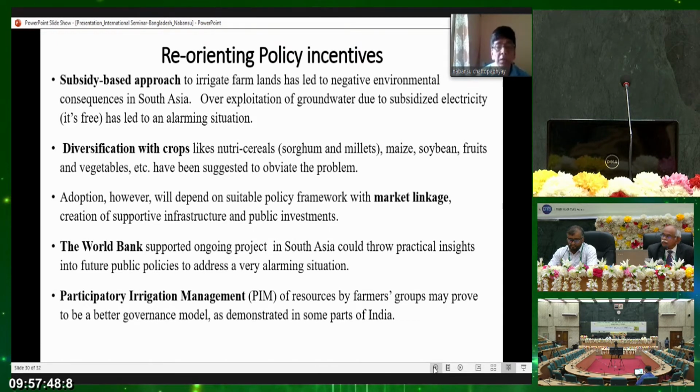And World Bank has a number of projects in Bangladesh, in Sri Lanka, in Nepal, and other countries. So our request will be that the World Bank can also look into the practical insight of this problem, and they can also help with what the exact policy could be. And very, very important is participatory irrigation management by farmers.